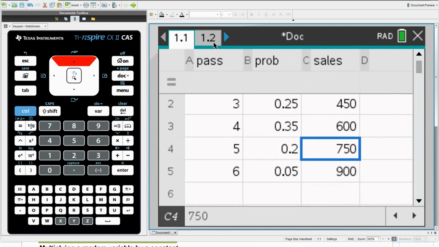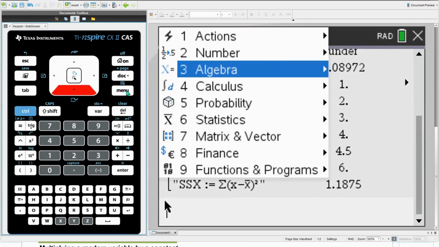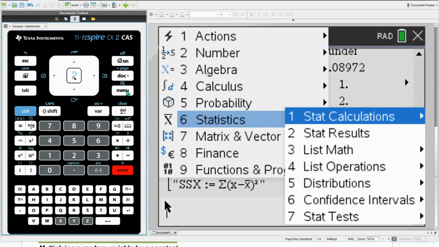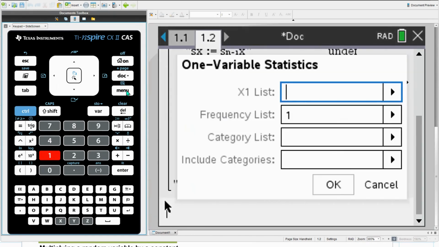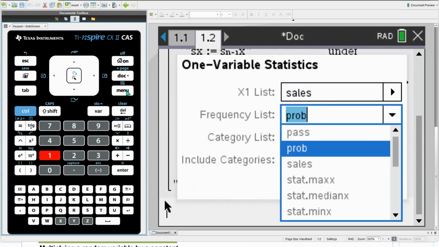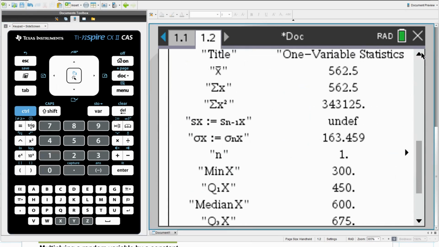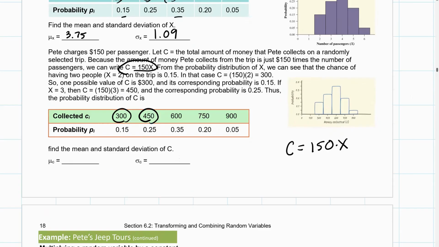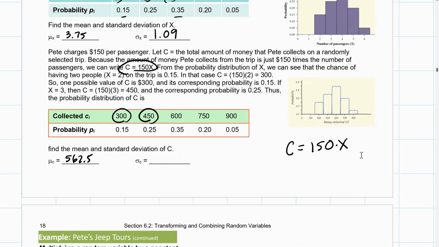Going back to our calculator page, let's do those calculations again. Statistics, Stat Calculations, One-Variable Statistics, only one data list. That data list is now called sales, and its frequency list is still probability. And what do we have? We've got new values for the mean and the standard deviation: 562.50 for the average of the sales, and 163.46.